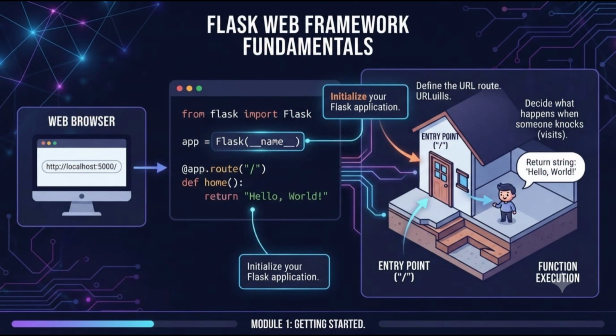Look at this code block, app equals Flask(__name__). We use @app.route('/') to tell the app when someone visits the home URL, run this function. The function returns a simple string. It is like building a house foundation. You define the entry, and you decide what happens when someone knocks.